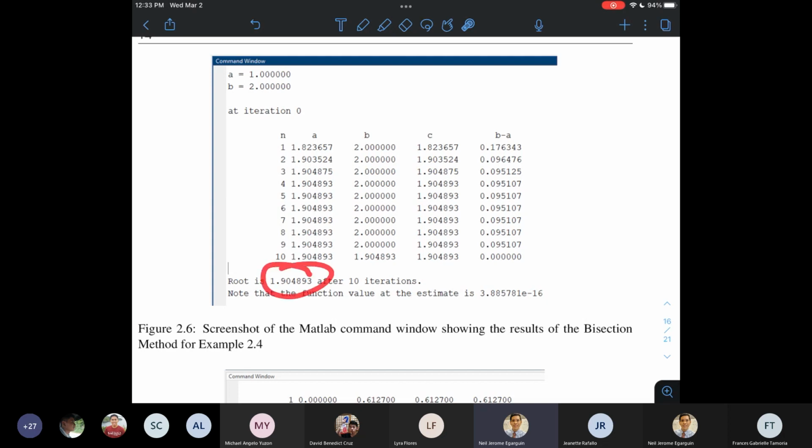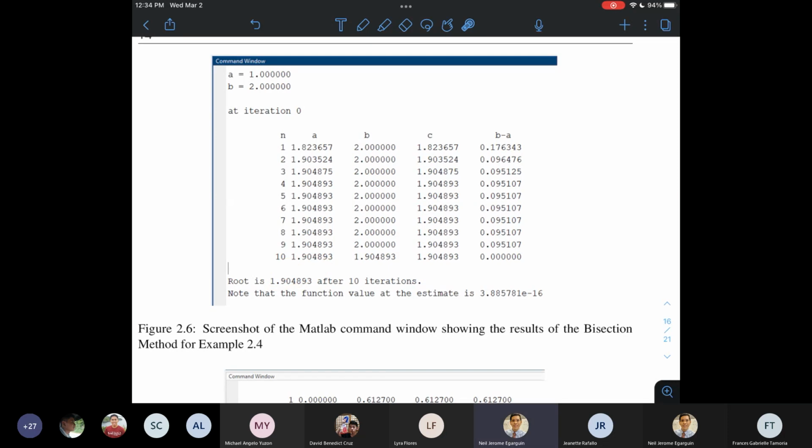When I plug in 1.94893 to the function f, ito yung ibibigay niya sa aking function value. So since the function value of my estimate is close to 0, then I can say that my estimate is a good one. Malapit sa 0 yung function value niya. So it is close to being a root, okay?